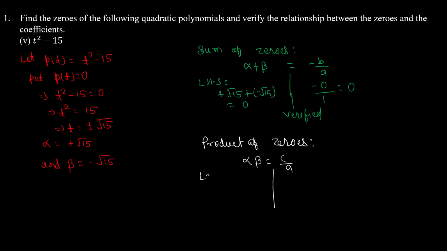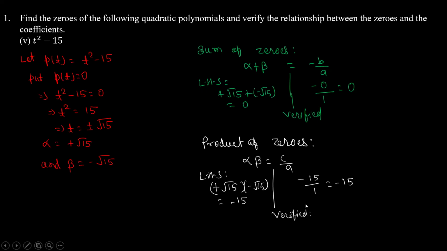सो LHS alpha into beta plus root 15 into minus root 15. तो क्या हो जाएगा? प्लस माइनस माइनस माइनस 15. यस. एंड c बाय c का वैल्यू क्या है? कांस्टेंट, दैट इज द माइनस 15. a is 1, that is also equal to minus 15. So this is also verified.